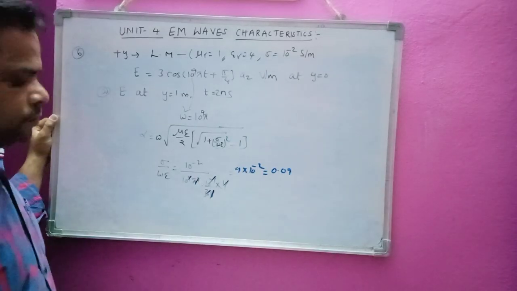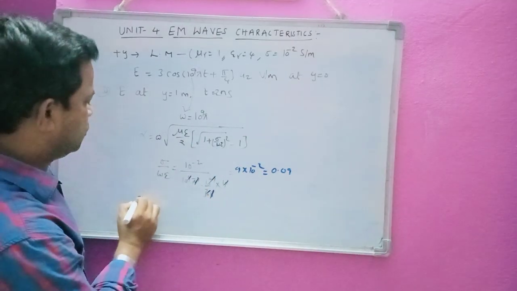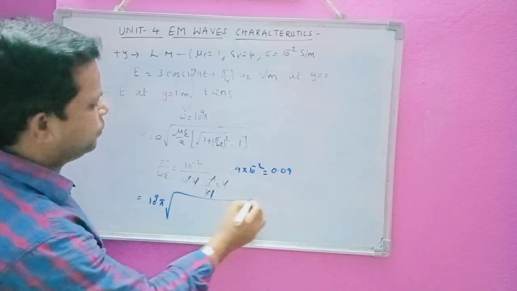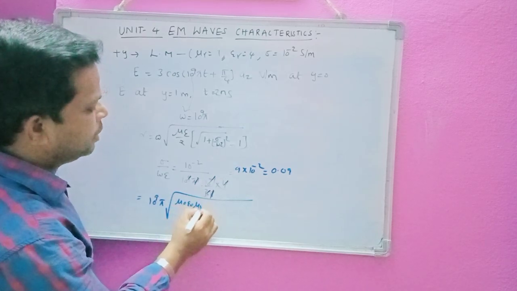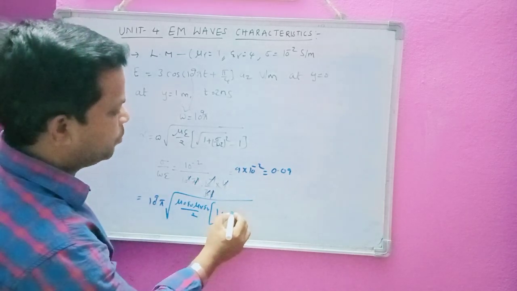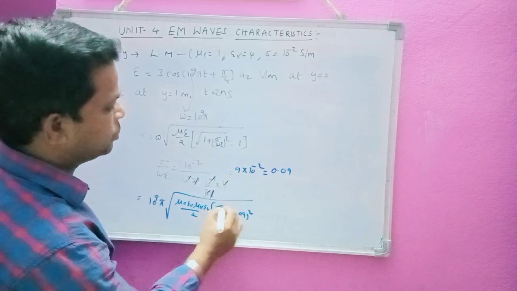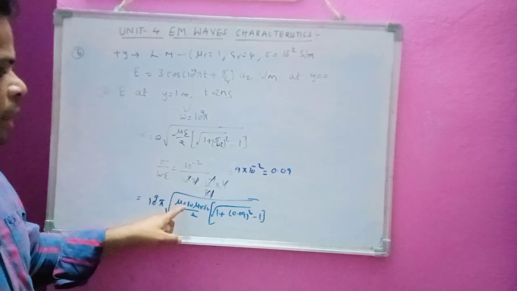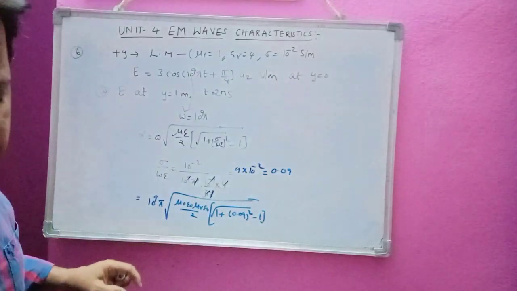Alright, so now we will calculate this value. Omega is given as 10 power of 9 pi, into square root of mu naught epsilon naught mu r epsilon r by 2, into square root of 1 plus 0.09 whole square, minus 1. So we have to calculate this value. Mu naught epsilon naught value is 1 by c, it turns out to be 1 by c here.